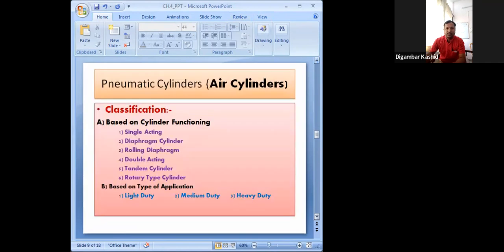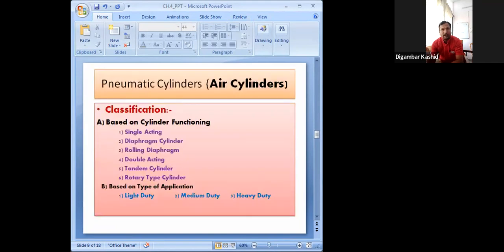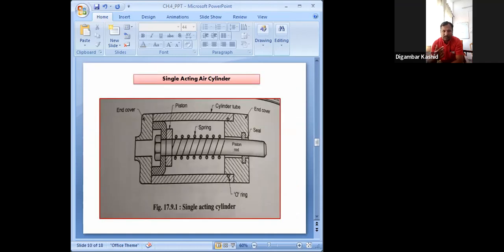Linear actuators are also called pneumatic cylinders or air cylinders. And we have discussed each and every air cylinder based on the cylinder function. The single acting air cylinder we have seen, then the double acting tandem cylinder we have seen. Getting it? I am just taking a revision on that.